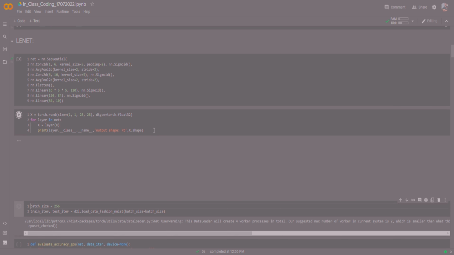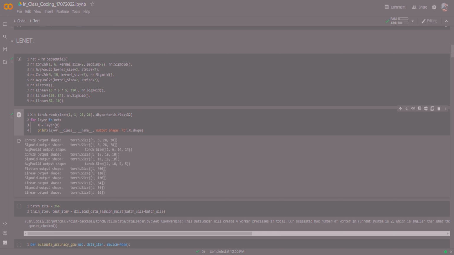You see it prints out the convolution 2D layer, sigmoid, average pool, etc. Whatever we have defined in this particular part, we are able to visualize. That's the use of this code. This is not required when I actually write a program to train and test something. This is just for visualization purposes, so we can neglect that as well.